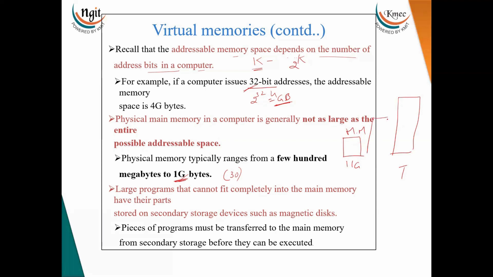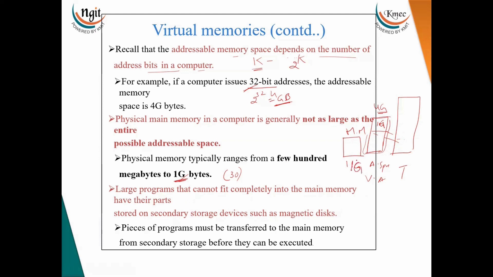But here, in between, the address space, or what we can call the virtual address space, is 4 GB. How can the main memory look like 4 GB? Part of the secondary storage device is taken and considered as main memory, in addition to the 1 GB main memory size, and it is considered as the total virtual memory. Now we can execute a program which is larger than 1 GB.